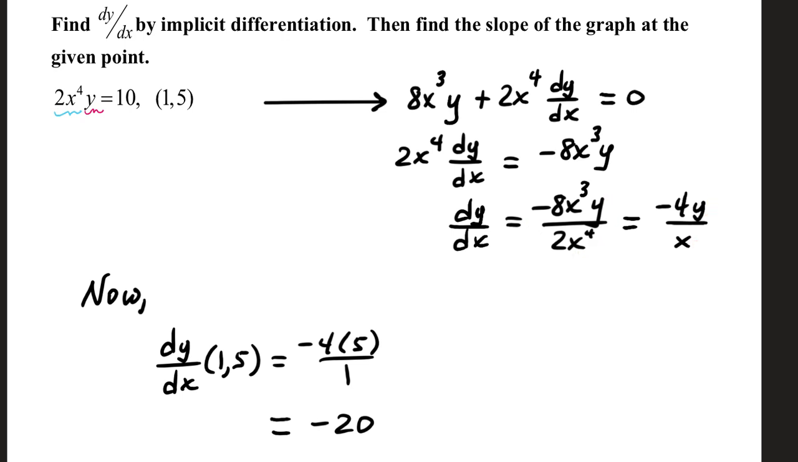Now, to get the slope of the graph at the point (1, 5), since our derivative involves both x and y, we're going to plug 1 in for x and 5 in for y. That gives us negative 20.